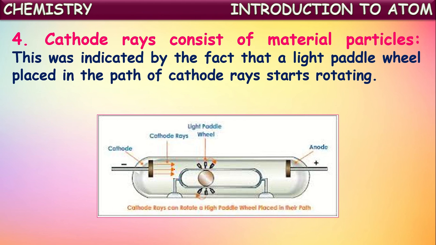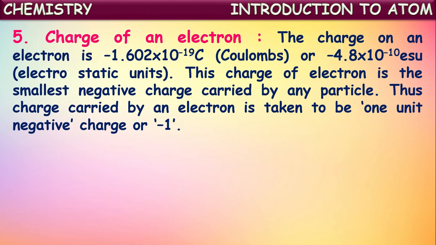So this proves that these cathode ray particles are creating certain mechanical motion. From this we can conclude that cathode rays consist of material particles, because of these material particles passing in straight lines, this light paddle wheel starts rotating. Isn't it? This is one of the properties of cathode rays.